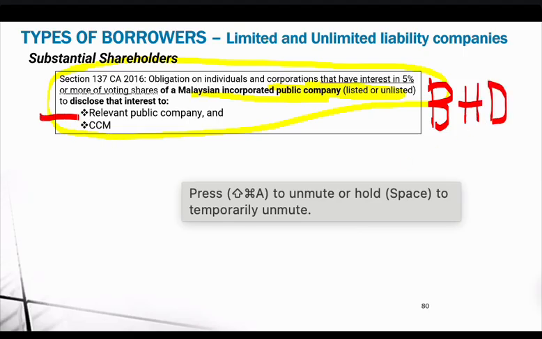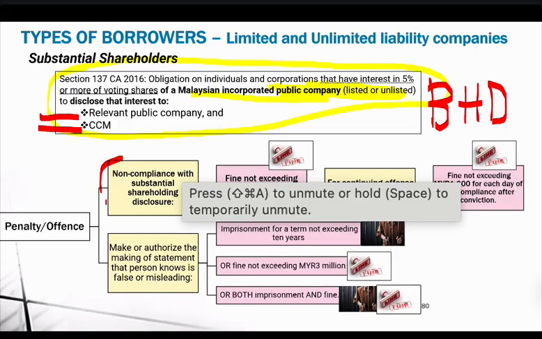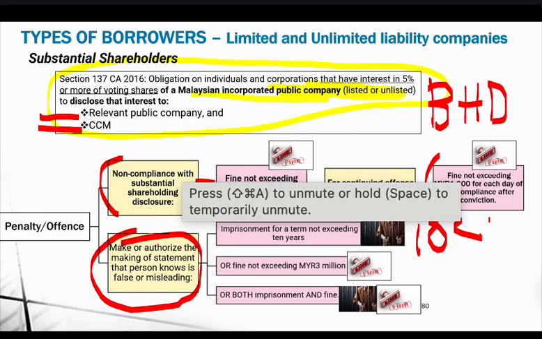You must inform the relevant public company and you must notify CCM on this as well. There are penalties for this. If you do not comply with the disclosure, there's a fine, and upon conviction, it's 1,000 per day if you still don't comply. If you lie about it or mislead, they're very serious. These are rules under the Companies Act. So you write down 10Y 3M. Very, very serious.